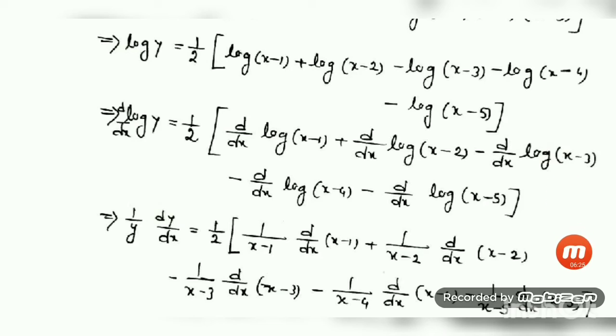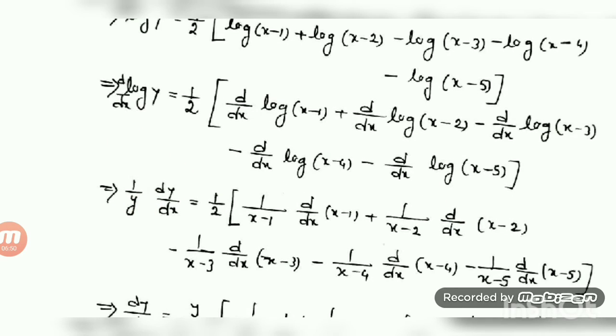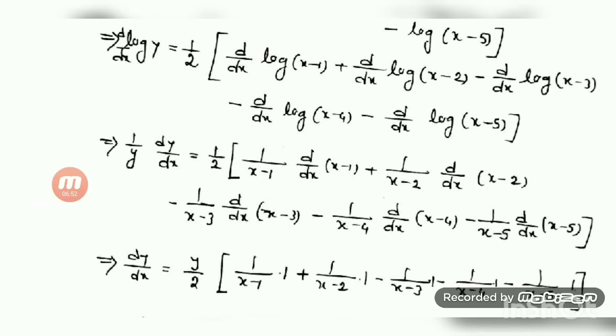So I will take now differentiation. So d/dx of log y equals half as a constant. So I just keep it outside the derivative. d/dx of log of x minus 1 plus, d/dx of log of x minus 2, minus d/dx of log of x minus 3, again minus d/dx of log of x minus 4, again minus d/dx of log of x minus 5. Okay, and then as earlier, the derivative of log of y is what? 1 by y dy/dx. Have to keep it as it is.